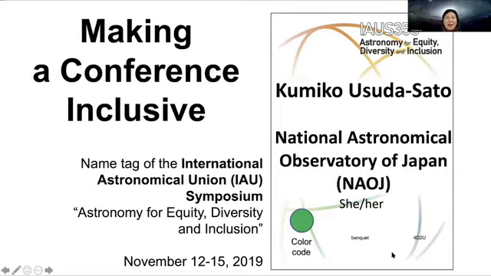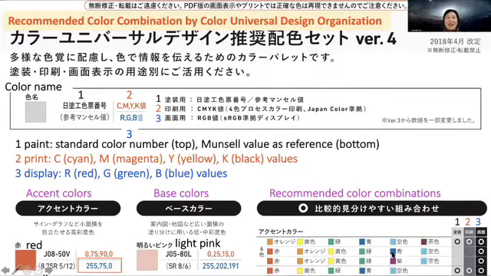In my talk, I would like to share my experiences about how to make a conference inclusive through the IAU, International Astronomical Union Symposium. To the right, you see the original name tag of the symposium, and I will explain it later. In my slides, I use a recommended color combination, considering people with color deficiency.